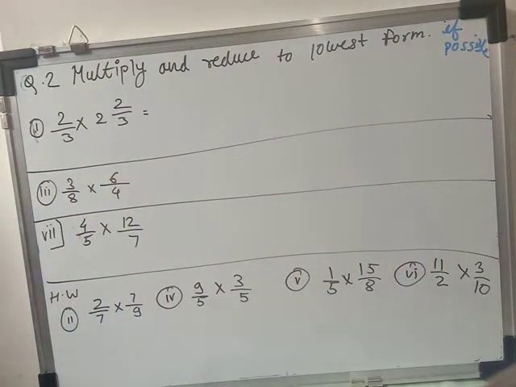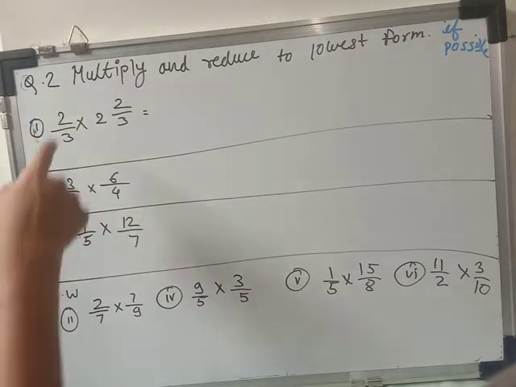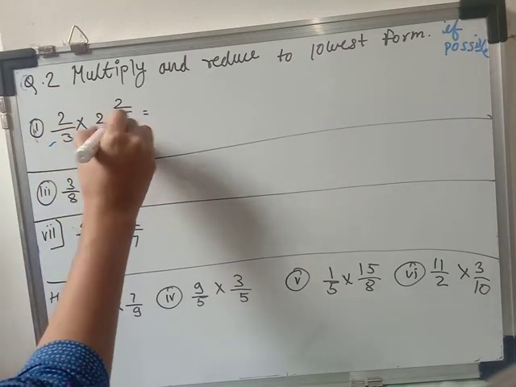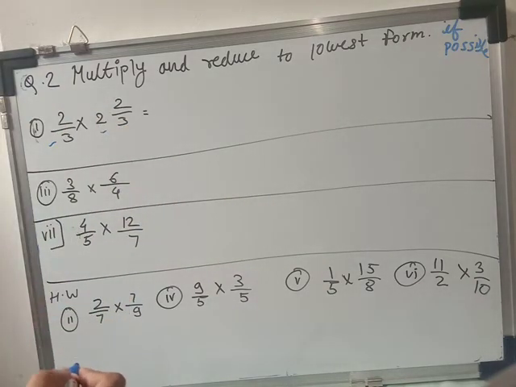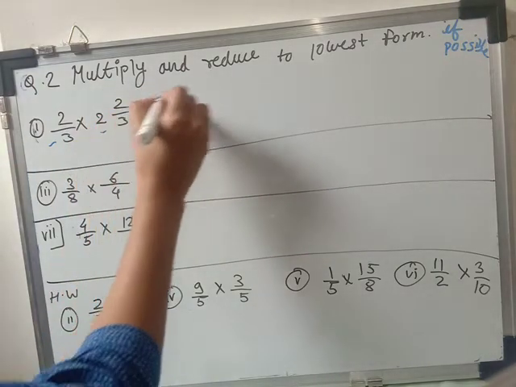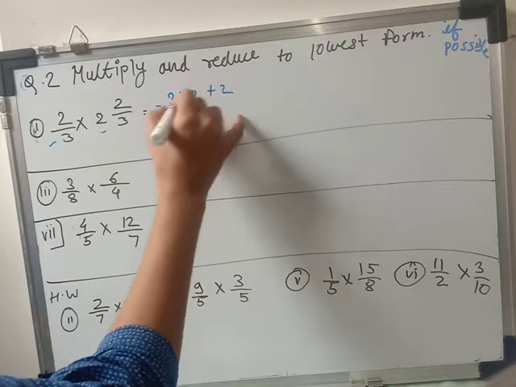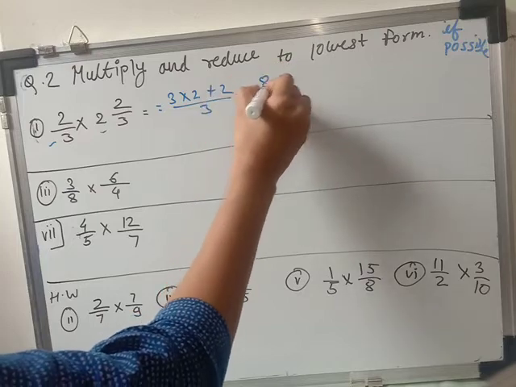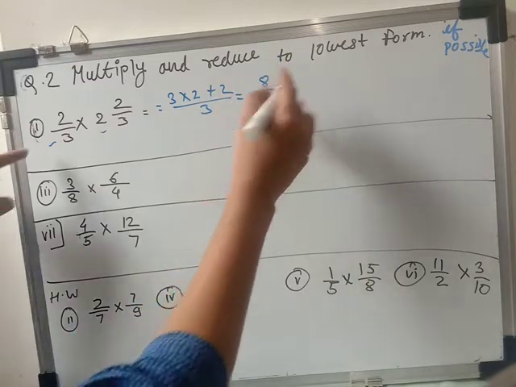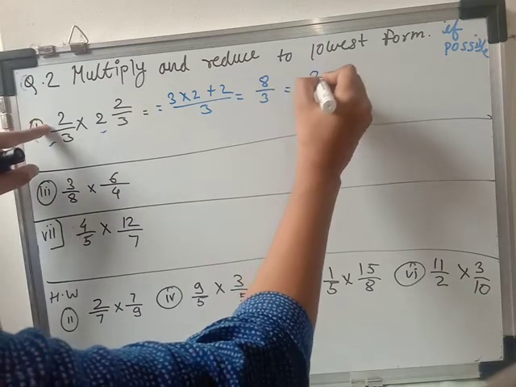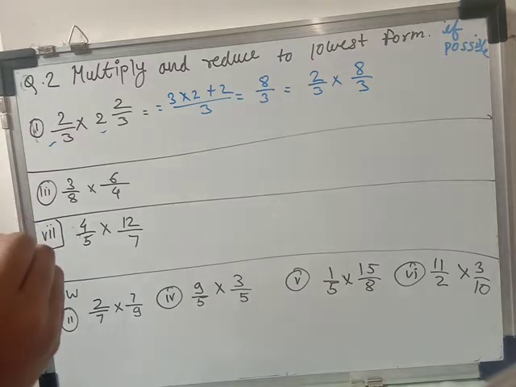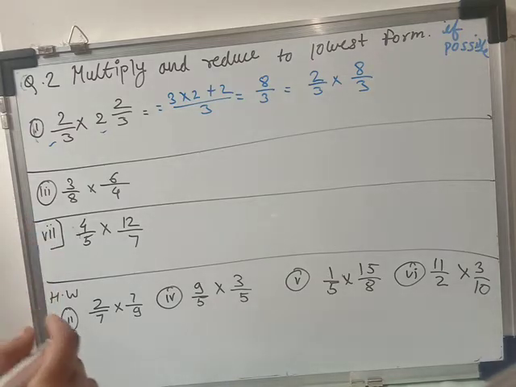So the first example is here: 2 upon 3 multiplied by 2 2 upon 3. Here one fraction is there, and one mixed fraction is there. If a mixed fraction is there, first we have to convert it into an improper fraction and then multiply. So I will convert it: 3 into 2 plus 2 is equal to 8, and here 3. So we got the second fraction. Multiply this fraction with this: 2 upon 3 multiplied by 8 upon 3.